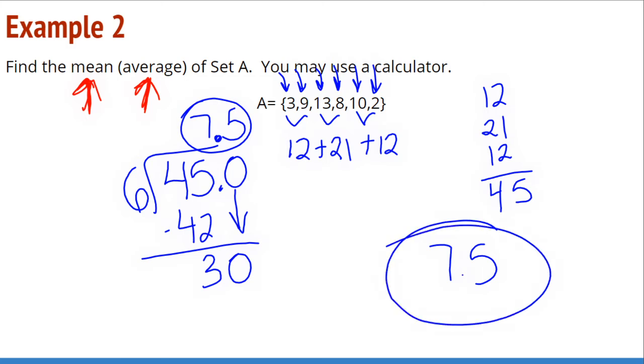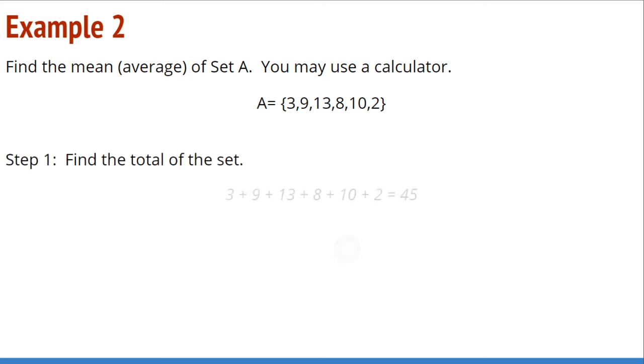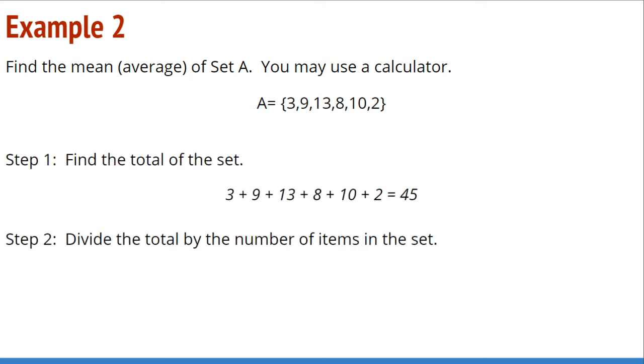Now I want to point out that when I found the mean, I did not get a nice rounded number. I wound up with a decimal. And that's okay when we find the mean or find the average and we wind up with a decimal. So we add them all together. We divide by the total number of items in the set. For some reason, students seem to struggle with this. 1, 2, 3, 4, 5, 6. There are 6 items in the set.